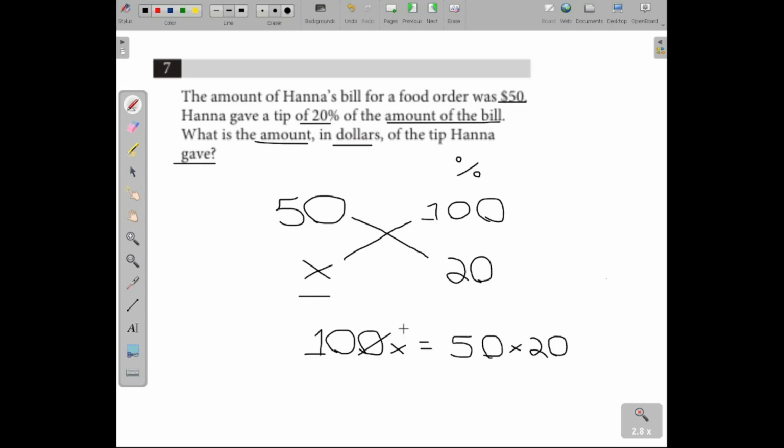We can get rid of 10 here and the other one here. And 1x will be equal to x. 5 times 2 is 10. And this is dollars. Therefore, the amount in dollars of the tip that Hanna gave is 10.